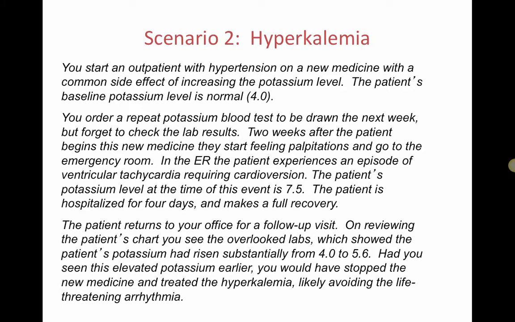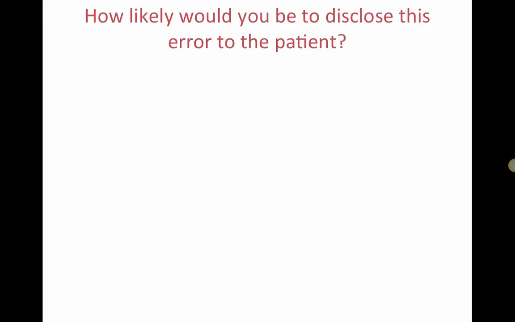The patient returns to your office for a follow-up visit. On reviewing the patient's charts, you see the overlooked labs, which showed the patient's potassium had risen substantially from 4.0 to 5.6. Had you seen this elevated potassium earlier, you would have stopped the new medicine and treated the hyperkalemia, likely avoiding the life-threatening arrhythmia. How likely would you be to disclose this error to the patient?